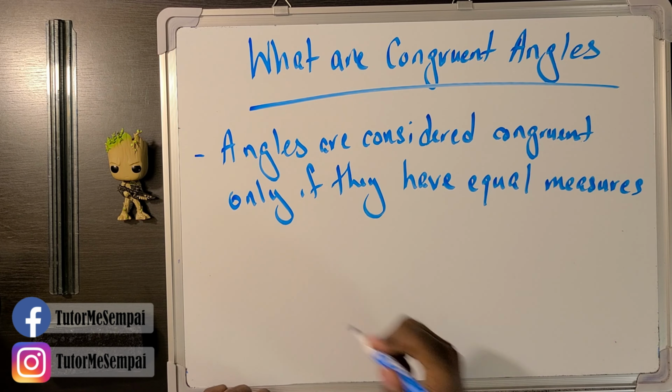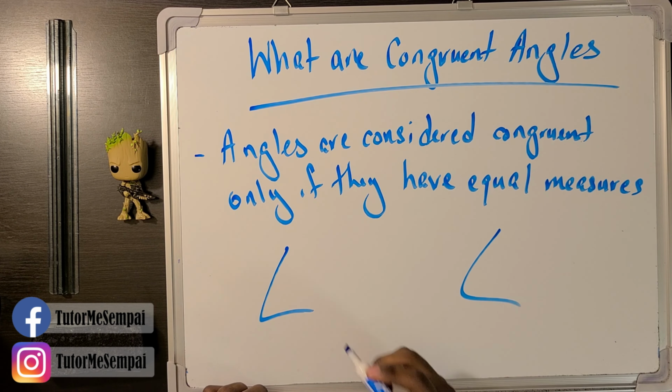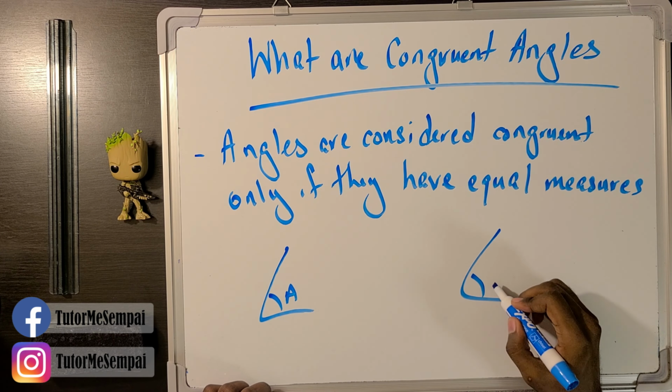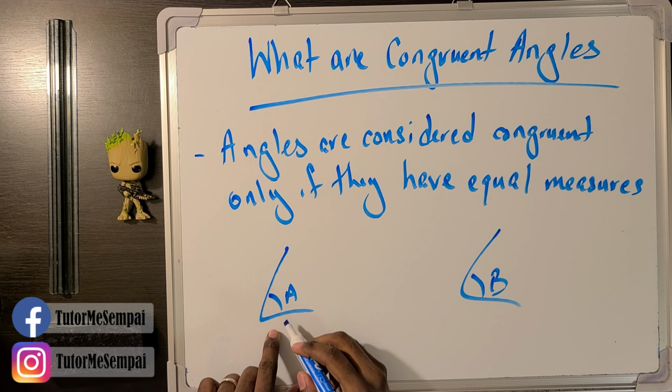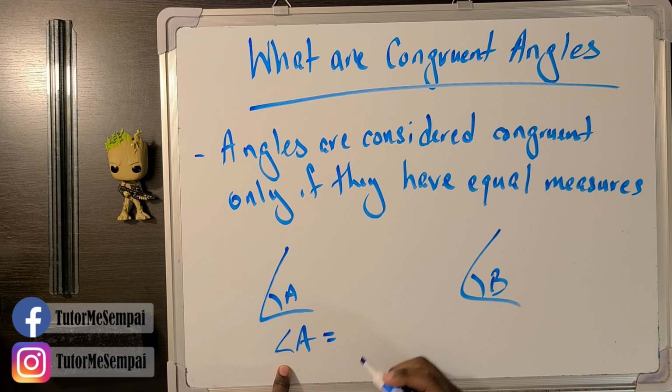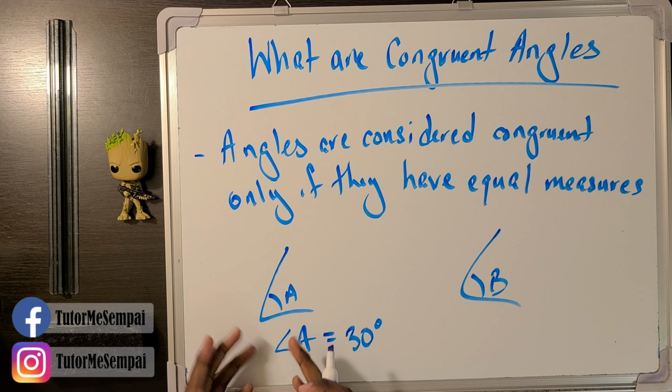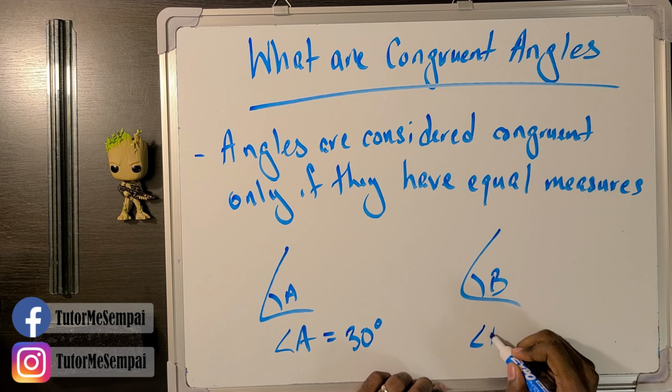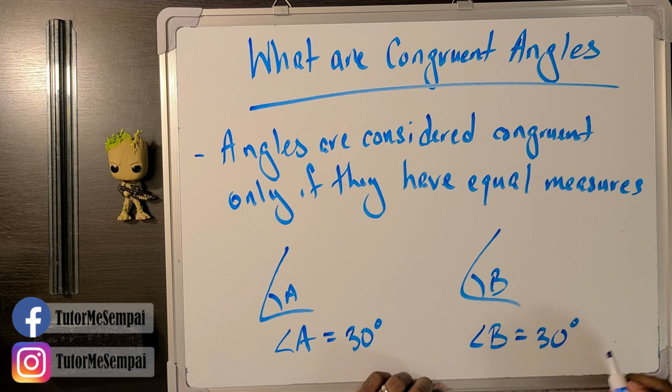Now, what are measures? Let's say you have these angles here. The measure is just whatever this angle A actually equals. So if angle A, that's the notation for angle A, equals, let's say, 30 degrees, we say 30 degrees is the measure of angle A. If angle B equals 30 degrees, we say the measure of angle B is 30 degrees. So if these two are equal, like they are here, we consider angle A to be congruent to angle B.